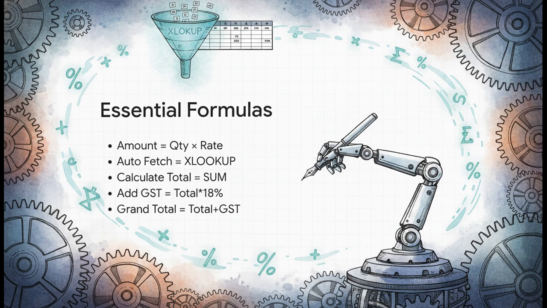Just think of XLOOKUP as a digital index finger that instantly scans your inventory and pulls the exact price for you. Then you just use sum on the column to get the total, multiply by 18% to add your GST, and then add the total plus GST for your grand total. You just type these in once, and the sheet does the math for you forever.